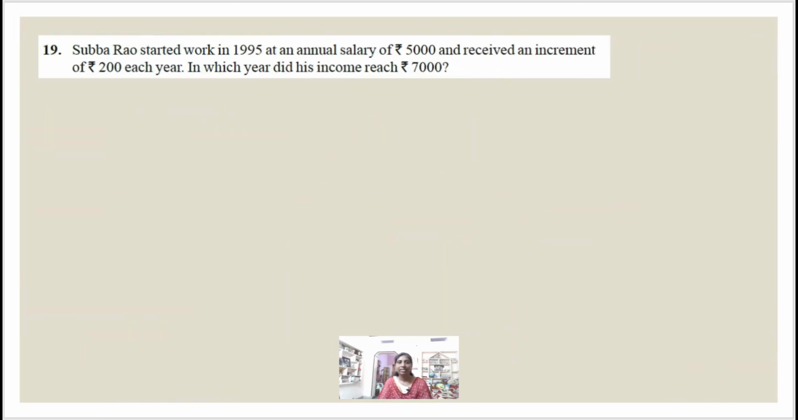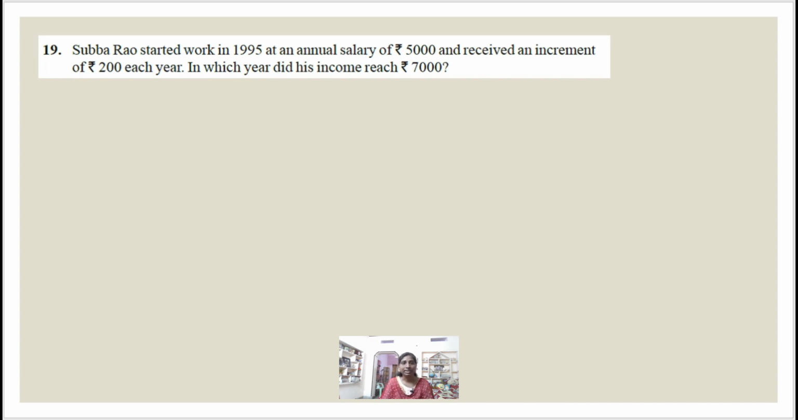So friends, here we have the next question. Let us read it. Subbarao started work in 1995 at an annual salary of rupees 5,000 and received an increment of rupees 200 each year. In which year did his income reach rupees 7,000?